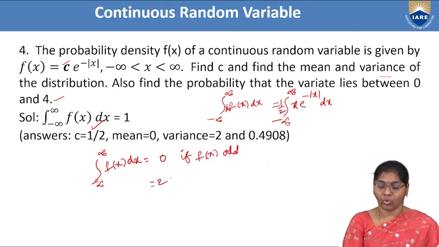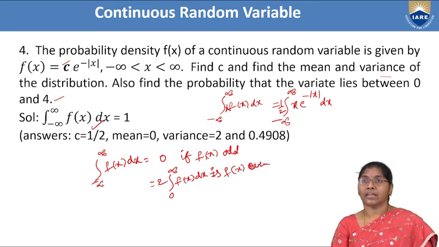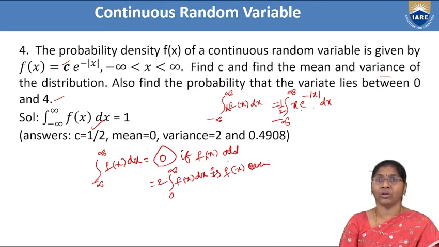It is 2 into the integral from 0 to infinity if the function f of x is even. Here e power minus mod x is an even function, and x is an odd function. Odd into even is an odd function. The odd function value is 0. Directly we are considering it is 0.